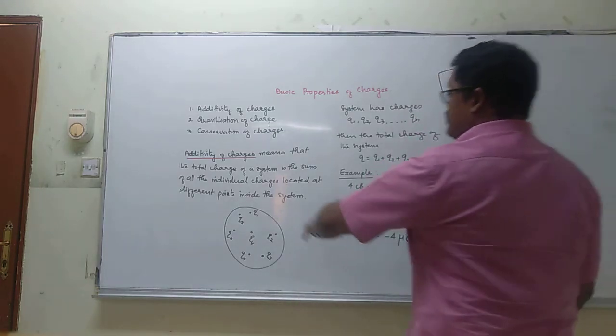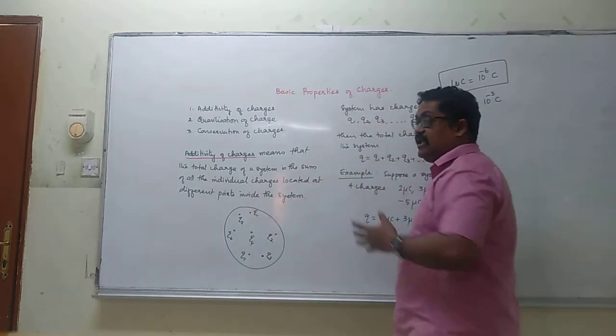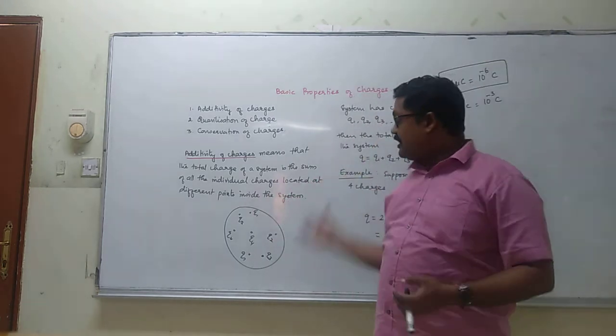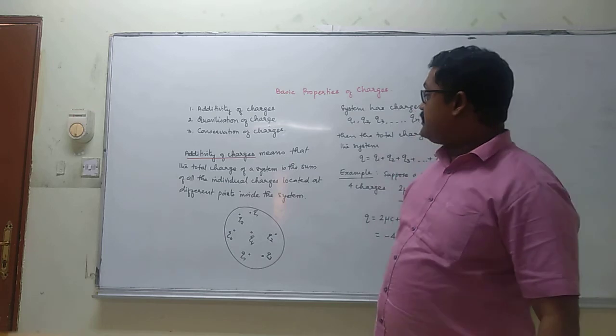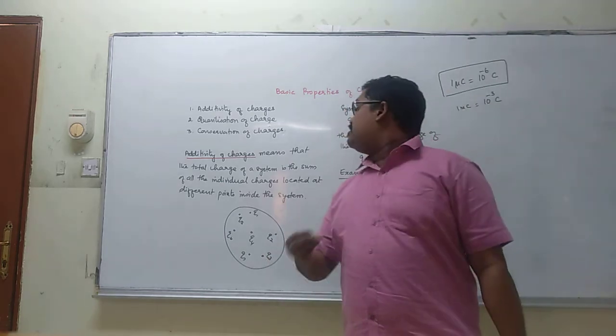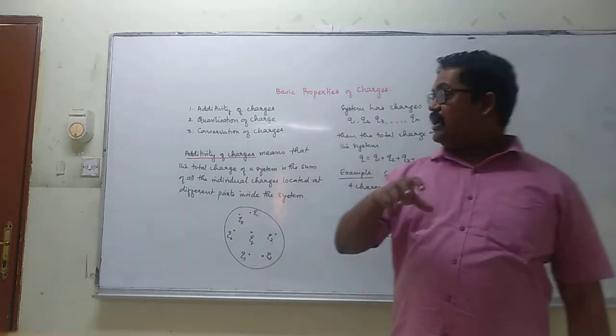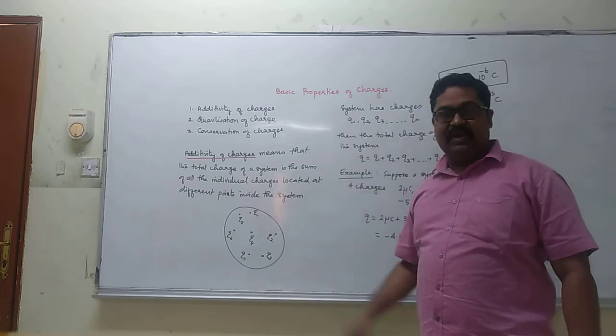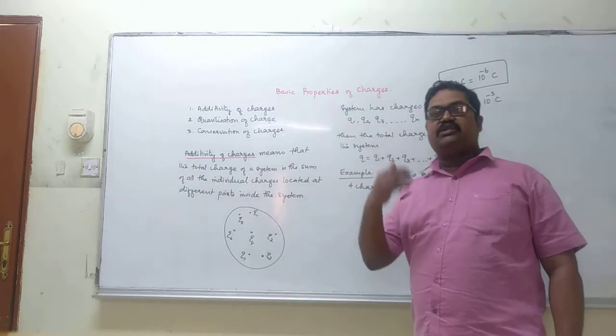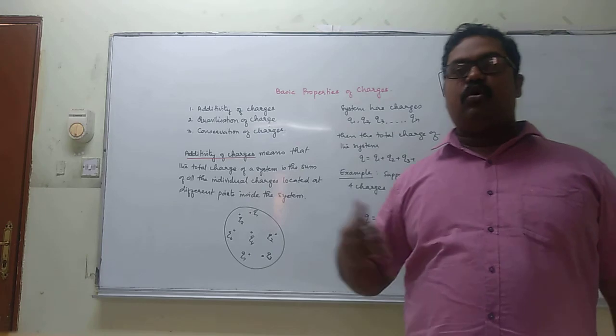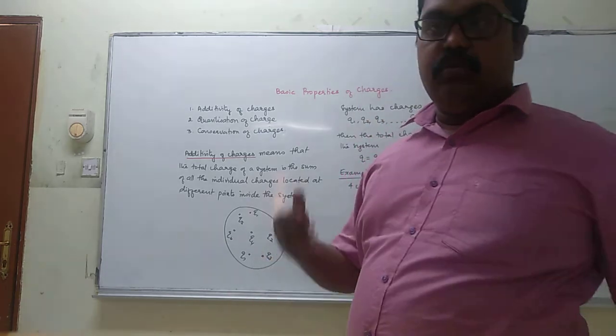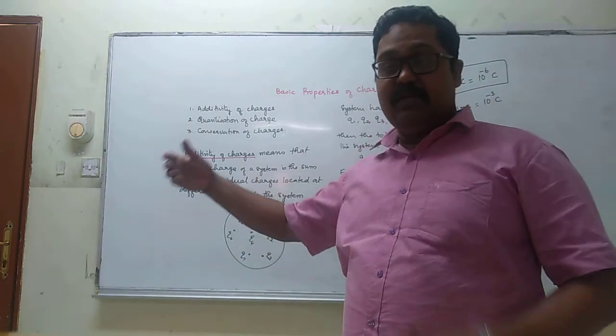So additivity of charges means that the total charge of a system is the sum of all the individual charges which are located at different points inside the system. For a system made up of n charges, the total charge will be equal to Q1 plus Q2 plus Q3 till Qn.